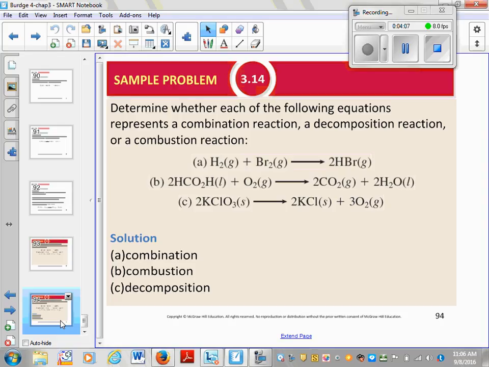Questions about that? Yes? So the basic definition of a combustion reaction is when something burns in the presence of oxygen. Is there a different reaction where something burns without the presence of oxygen? Like maybe in hydrogen, or does hydrogen only burn in the presence of oxygen? Depends on your concept of burning.